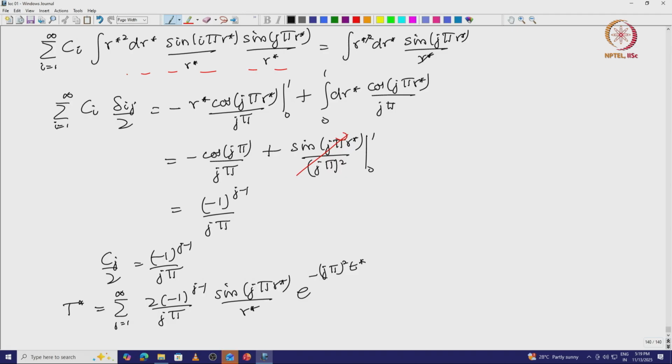So this is the solution for the temperature field within a spherical inclusion, very similar to what we had in a Cartesian coordinate system, except that instead of sine of i pi z, you have sine of i pi r divided by r, and the orthogonality relation turns out to be the same in this case. So this is the solution for the temperature field for a particle, a spherical inclusion immersed in a medium in which the temperature value has a different value.